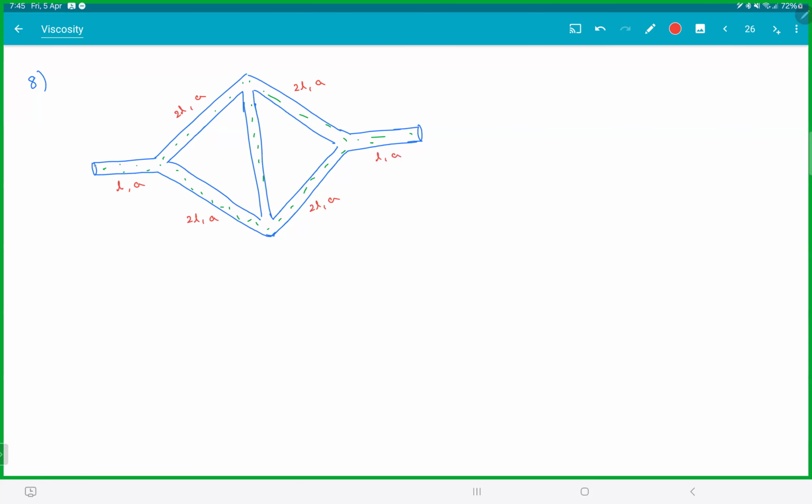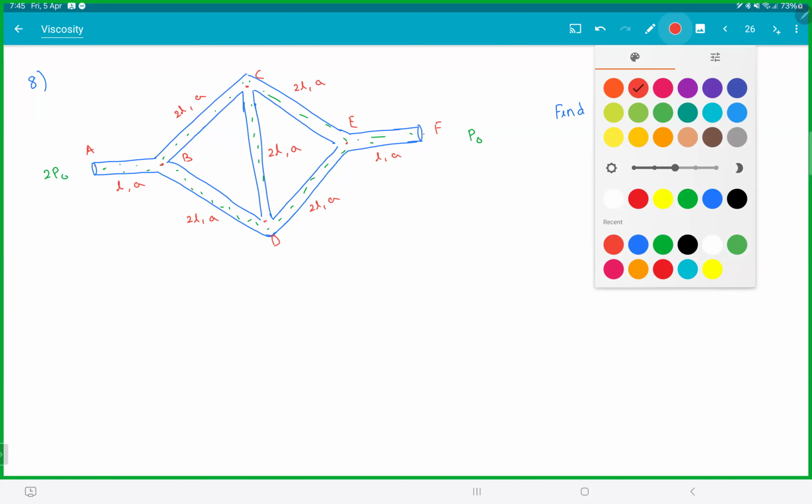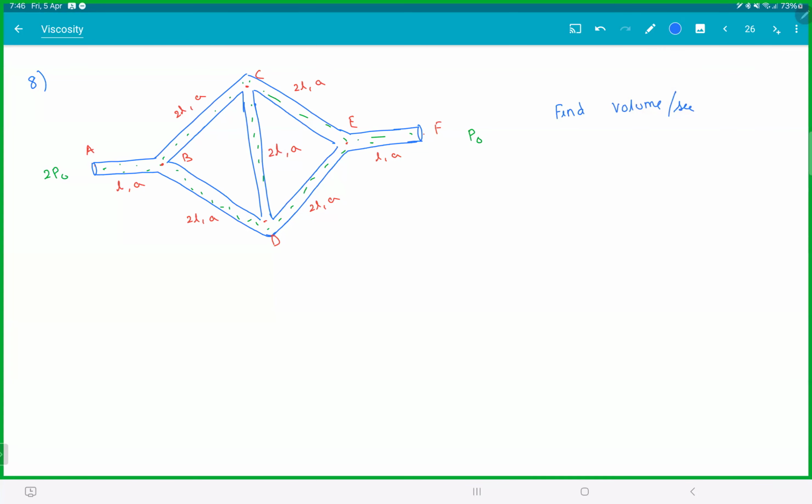I change the values a bit. So let's call this point A, B, C, D, E, and F. So pressure here is 2P naught and pressure here is P naught. Find the volume flow per second and the pressure at B, C, D, E. Center pipe is also 2L, A. So only the corner pipes are L and A, but all the other 5 pipes in the middle are 2L and A.